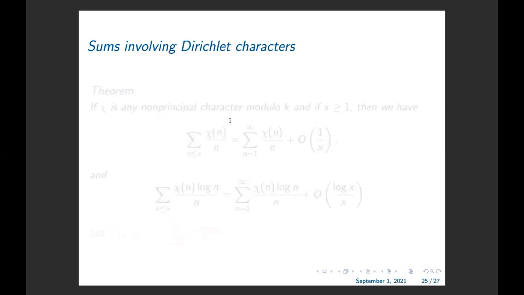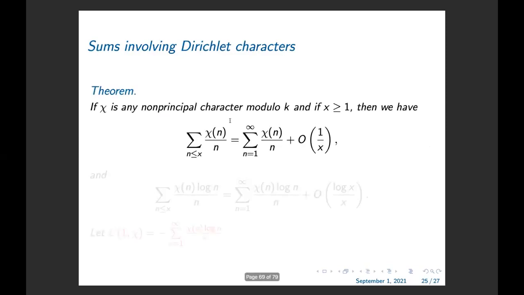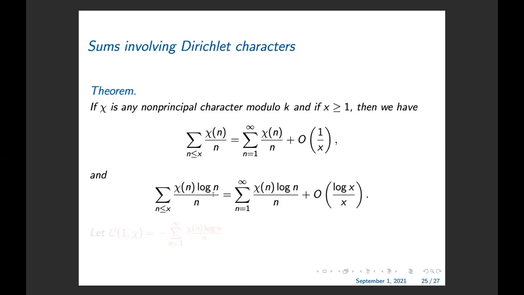Now we recall some identities which involve the Dirichlet characters. If chi is any non-principal character modulo k, and if x is greater than or equal to 1, then we have that this sum, over all the integers which are less than or equal to x, this partial sum, is equal to this infinite sum plus big O of 1. Similarly, we have that this partial sum can be related to this.